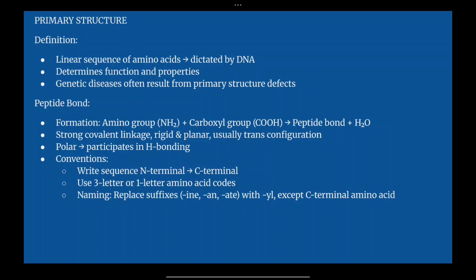So the primary structure is a linear sequence of amino acids that is decided and dictated by the DNA. It determines the function and the properties of the protein, and genetic diseases result from defects in the primary structure. So any defect in the primary structure of a protein is seen as a genetic disease in the person.